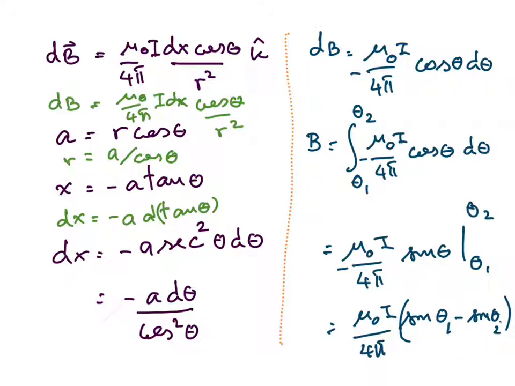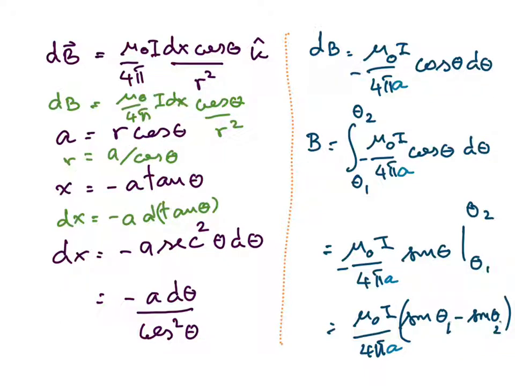No, not all a cancel, I think I missed some a. Okay, you must have a here. So if you do the detailed calculation, you will find that this dB is equal to minus mu 0 I over 4 pi a cos theta d theta. Now you have the magnetic field from a segment.